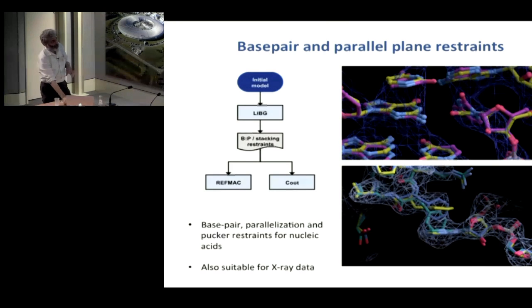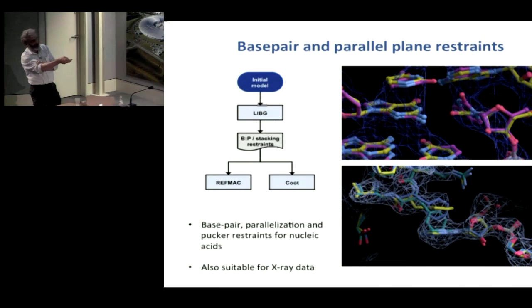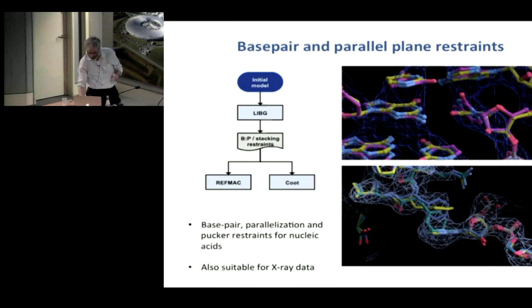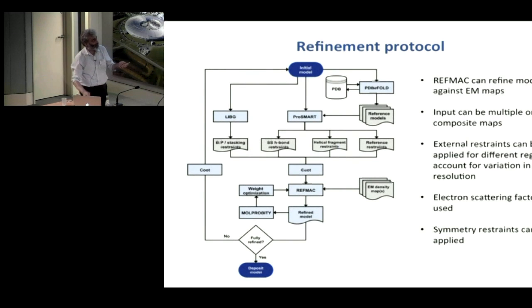And if there are two bases, then it's very likely that they are parallel to each other. Not only two bases. Let's say that you may have one base from nucleic acids and a phenylalanine, and it's very likely that these two aromatic rings will be parallel to each other. And these tools were used for refinement of ribosome structures.